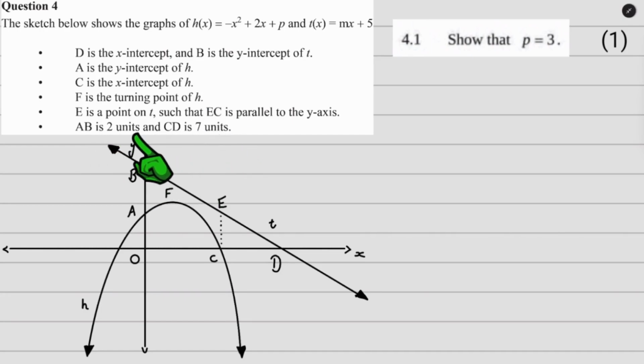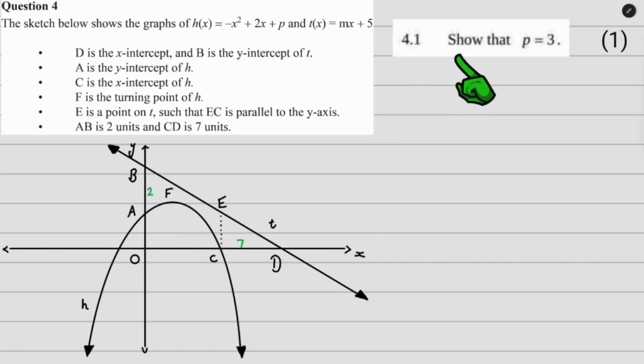So I see AB is 2 units long. So this line AB is 2 units long. And I also see that CD is 7 units long. So from C to D is 7 units long. The rest of the information tells us where our x-intercepts and y-intercepts are, as well as the turning point.